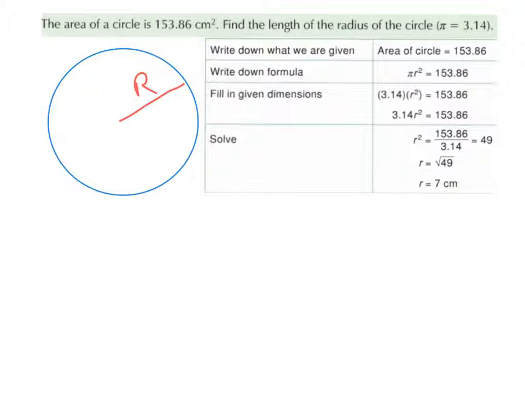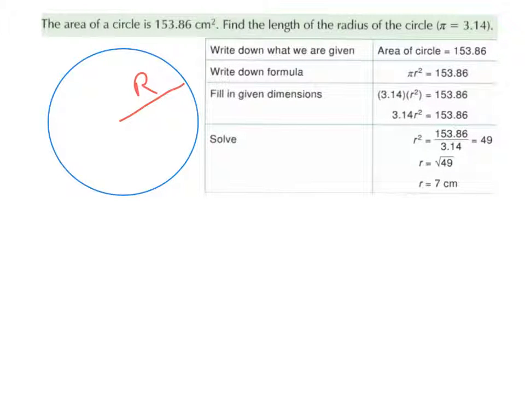So we write down what we're given. The area of the circle equals 153.86. Then we write down the formula for the area of a circle, which is pi r squared. And this is equal to 153.86. And then we fill in the given dimensions. So pi is 3.14. And r squared stays as it is, and this is still equal to 153.86. So we get 3.14 r squared equals 153.86.